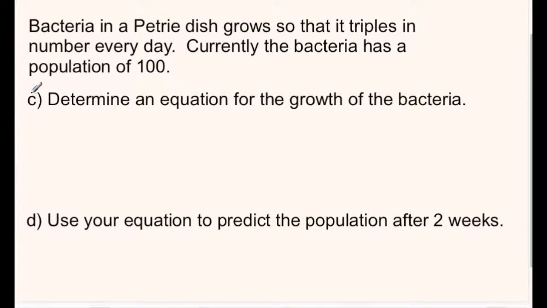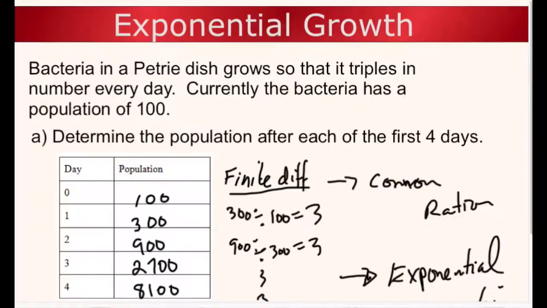Okay, so let's continue. It's the same problem we have here, but let's answer part C, which is coming up with an equation for this function. So that's our goal here, is to come up with an equation. Let's go back and look at the table. I'm going to rewrite these in a particular way. Notice we're multiplying by 3 here every time. So this is really a 100, which is just 100 times 1.